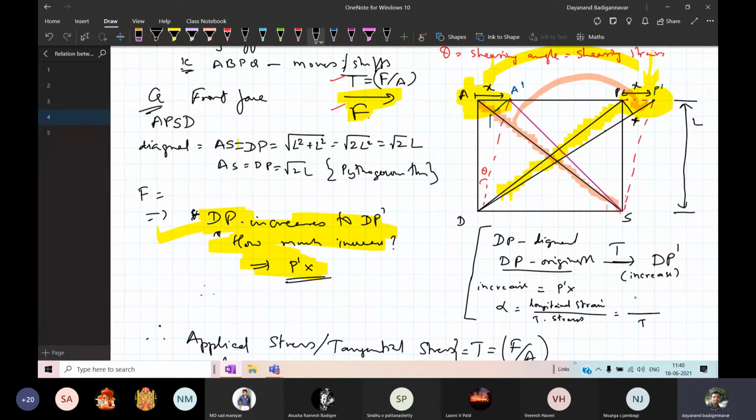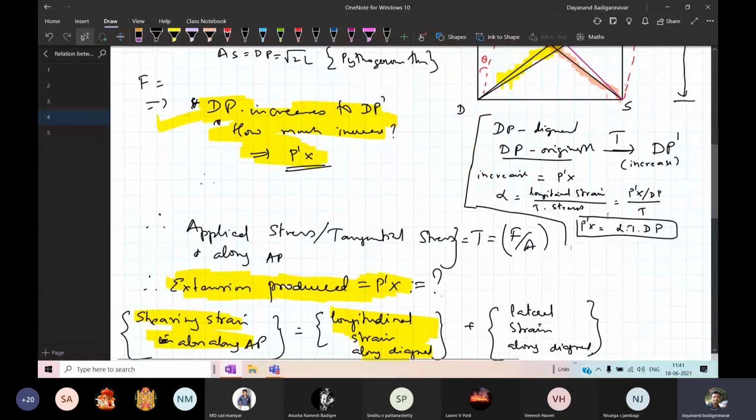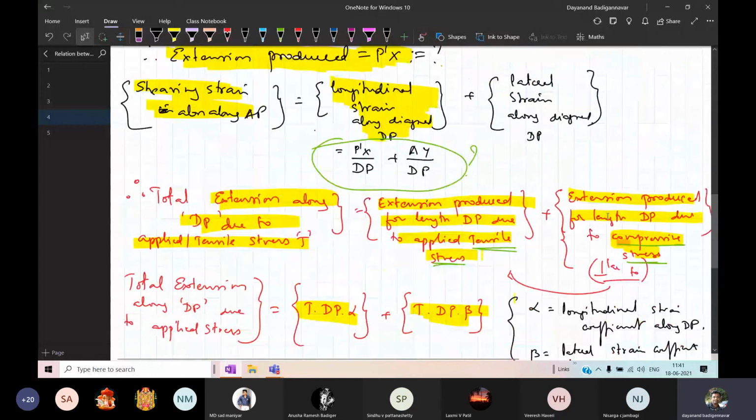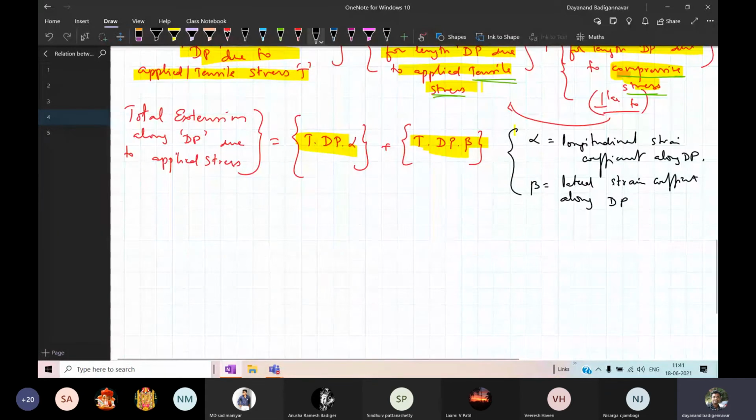ಇಲ್ಲಿ ನೋಡ್ರಿ, ಡಿಫೈನ್ ಮಾಡಿದಾಗ ಏನಾಗ್ತೈತೆ ಅಂದ್ರ, p dash x is the original length, divided by, sorry, change in length, original length is dp. ಹೌದಾ? So rearrange ಮಾಡ್ರಿ p dash x ಗೆ. So p dash x ಅಂತಂದ್ರ alpha into t into dp ಬಂತ. So this is the extension that is produced along the length, okay, diagonal dp ಇಲ್ಲಿ ಬಂತು, ಗುರ್ತಾಯ್ತಾ ಇದು. So therefore t dp into alpha is the increase ಆಯ್ತು, okay. This is the way you get it, okay.